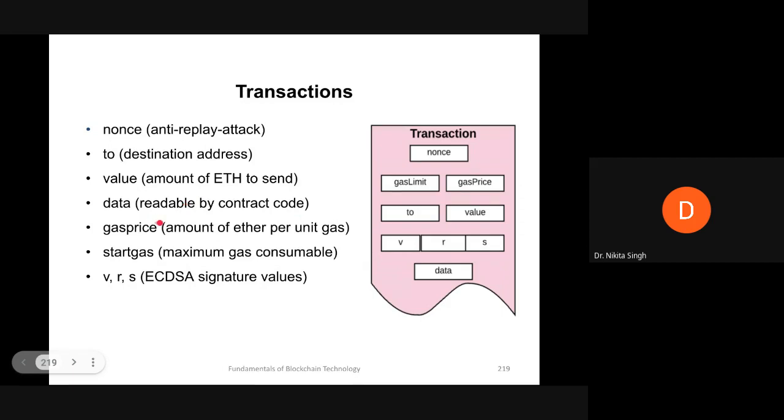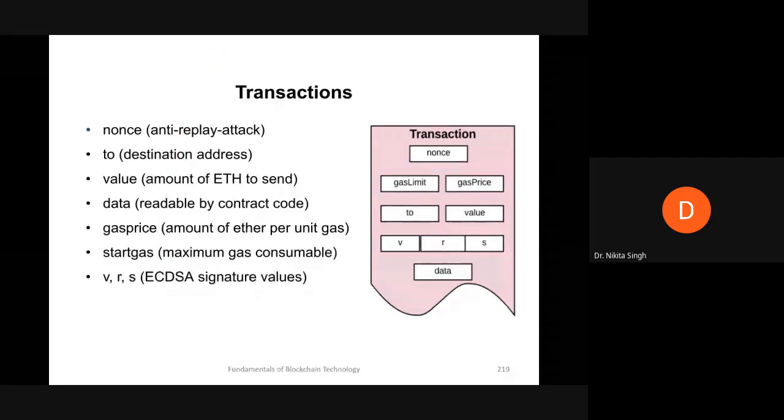Then we know that we have a gas price, that is the amount of ether that we are willing to pay. We have a start gas. Start gas is the gas limit, that is the maximum gas that will be consumable. And then we have VRS. Now VRS is used to generate a signature that identifies the sender of the transaction. So it refers to the public key of the sender and the receiver and the verifier.